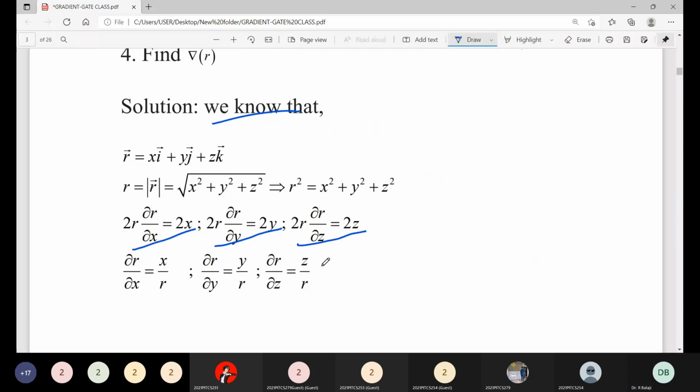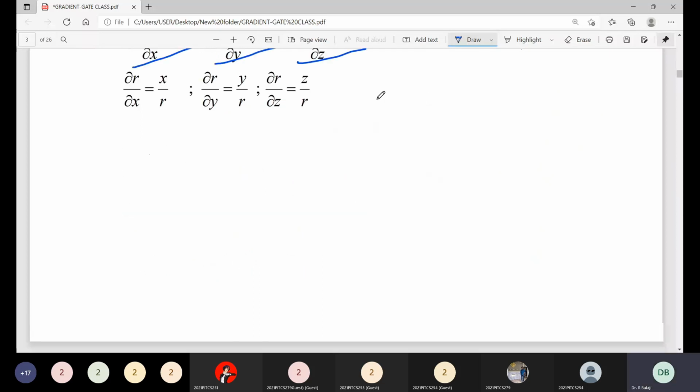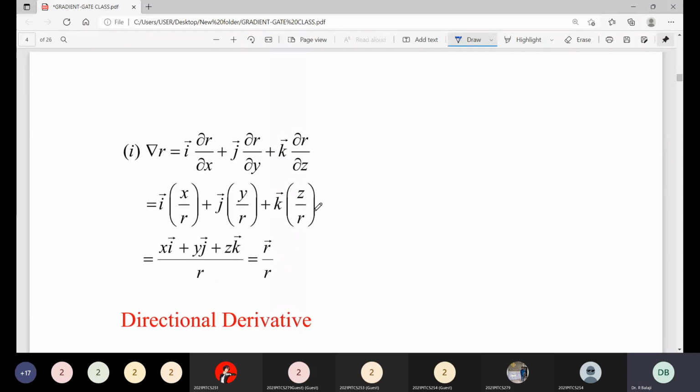So, del is nothing but i into dou r by dou x plus j into dou r by dou y plus k into dou r by dou z. So, i vector into x by r plus j vector into y by r plus k vector into z by r. So, now that is nothing but x i vector plus y j vector plus z k vector, that is r vector divided by r.